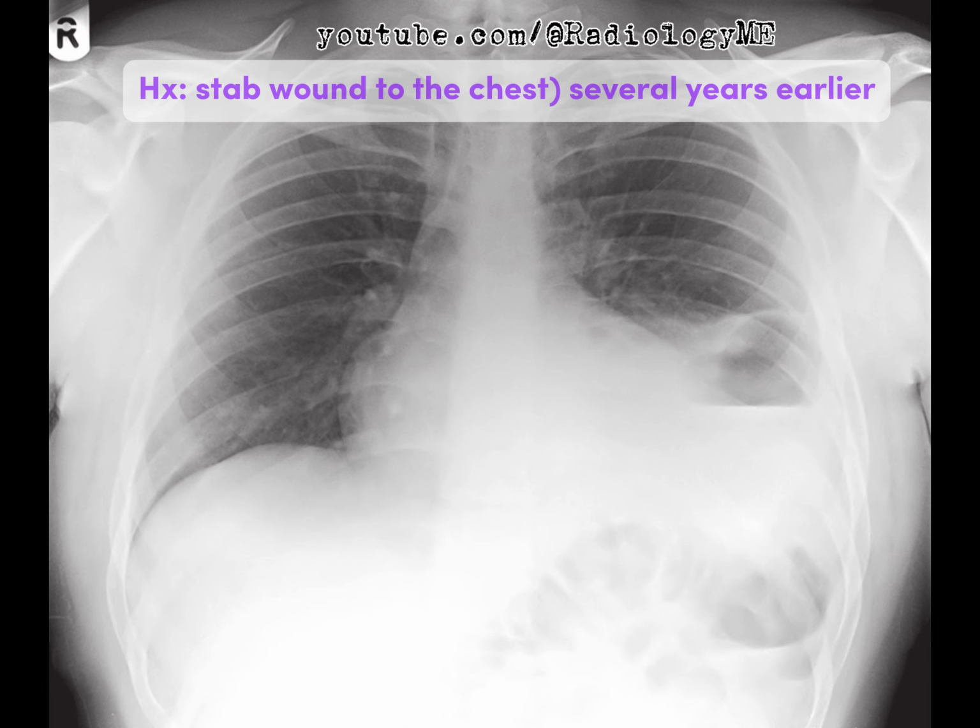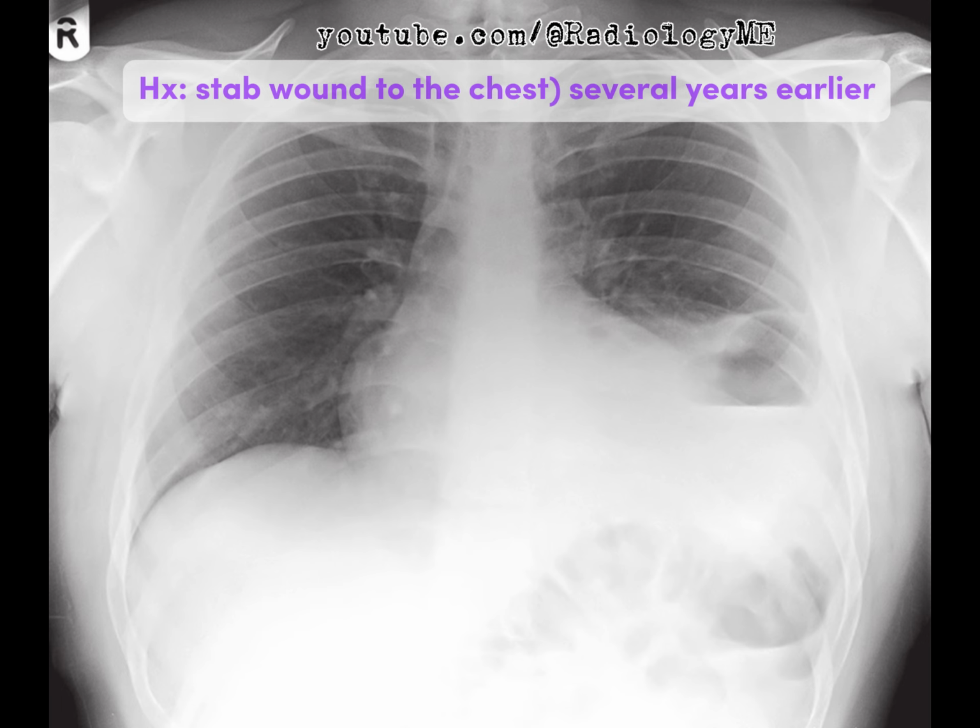Instead, what I'm seeing is a loop of bowel peeking through in the left upper quadrant, with an accompanying air fluid level that just screams something is out of place. Then there's the heart. The left border of it is partially obscured, which makes me suspect that something is definitely encroaching on the thoracic cavity.